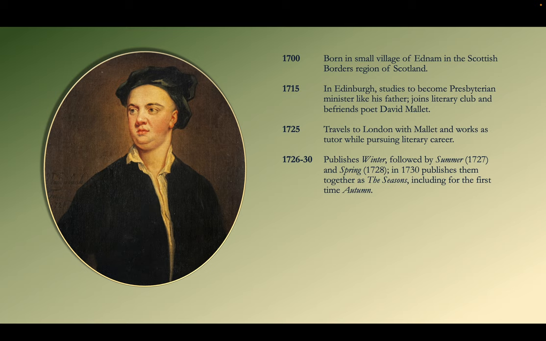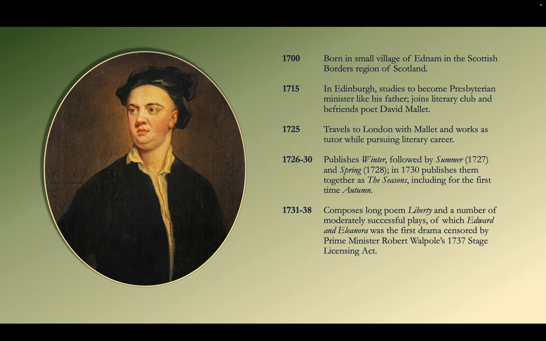Eventually, these poems would grow quite long. I think Winter started out as a poem of 300 or 400 lines, and then these poems just grew and grew over the course of his life. This was followed by the poem Summer in 1727 and Spring in 1728. And then finally, in 1730, he publishes them all together as the seasons. The first time Autumn appears is in this 1730 edition that includes all of the seasons. But he would continue to work on these poems up to the end of his life. They went through many, many editions.